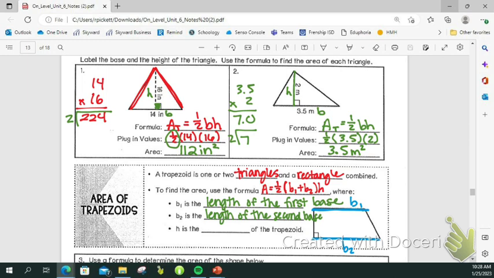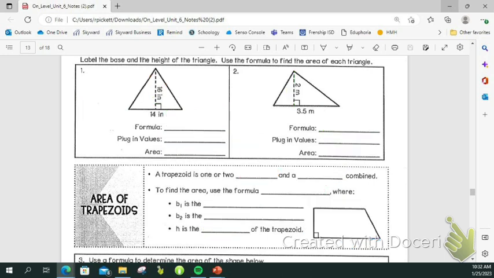H is the height of the trapezoid. And just like parallelograms and triangles, the height is perpendicular to the base. So it has to make that straight line. We're still never using a diagonal or slanted line number. So those are what all of our letters mean, and now we're going to look at some examples of how to solve for area.